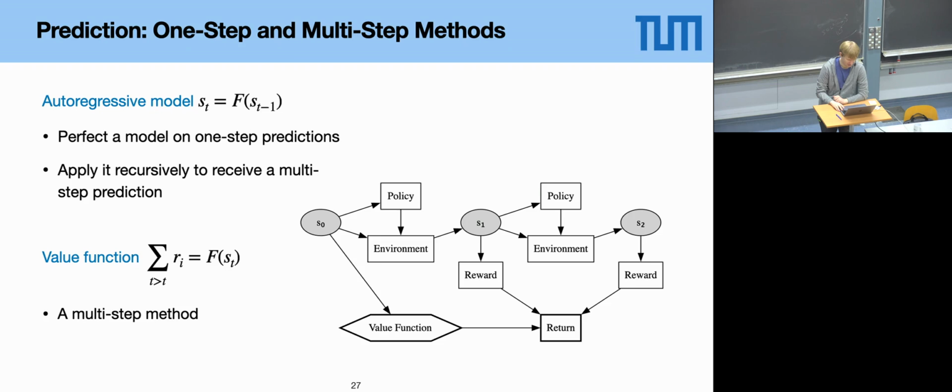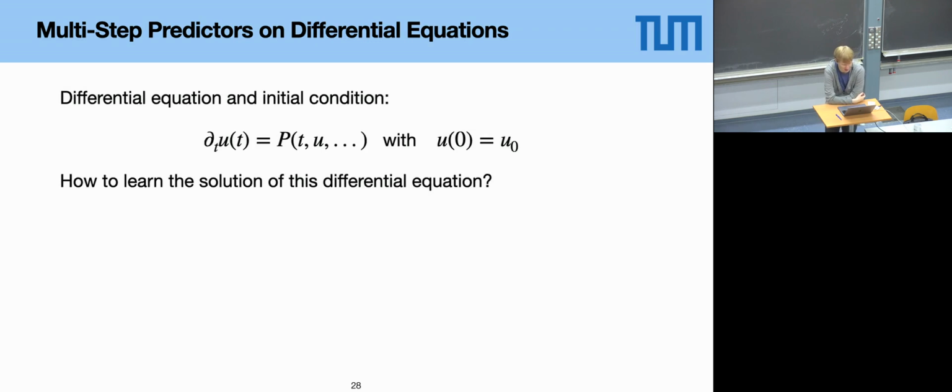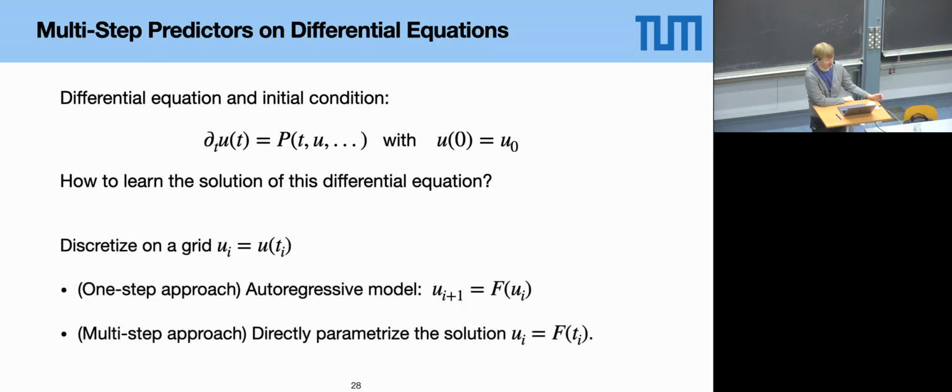One could also ask oneself now, what is a multi-step predictor for the case of a physical system? When you have a differential equation and want to learn the solution. Most of the course, I believe, was about this sort of task. So how could you do that? You could discretize it on a grid, at specific points in time.